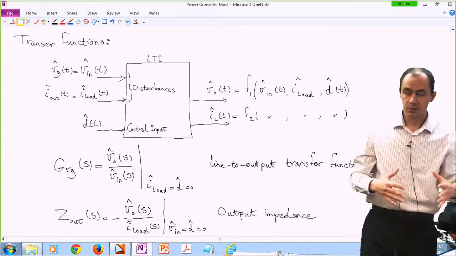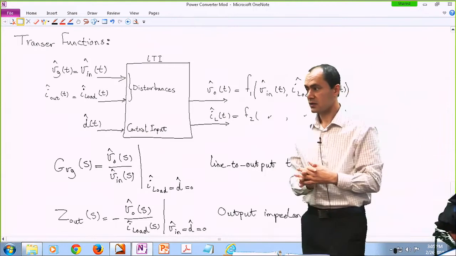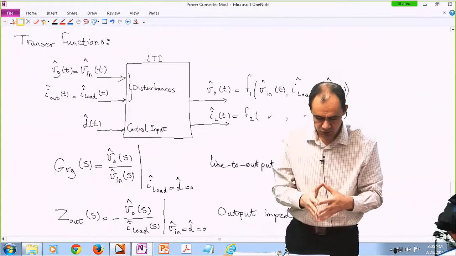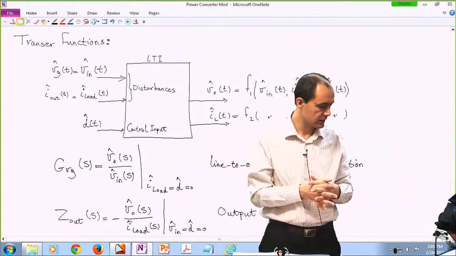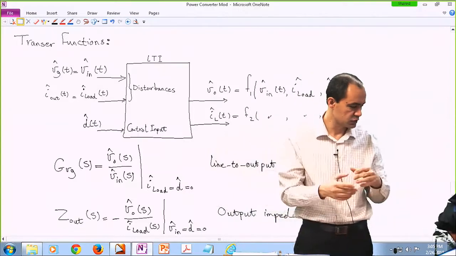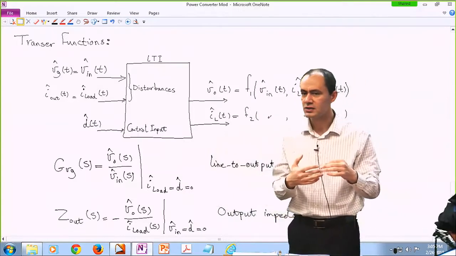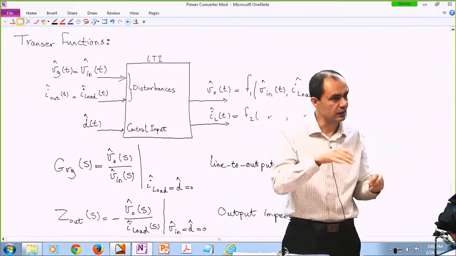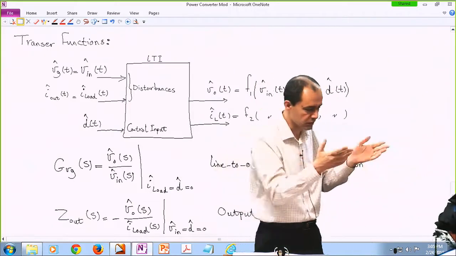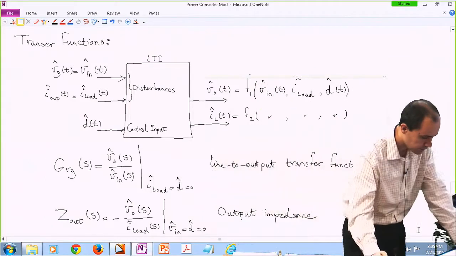If you are curious about why we care about the output impedance of our converter, the answer is when you have 2 converters cascaded, if you go back to the stability analysis and things like that, you realize there should be a certain condition satisfied between the output impedance of the upstream converter and the input impedance of the downstream converter. So that's why we care about it.